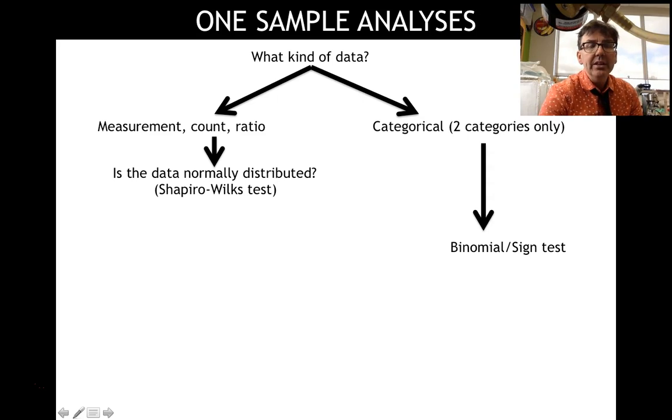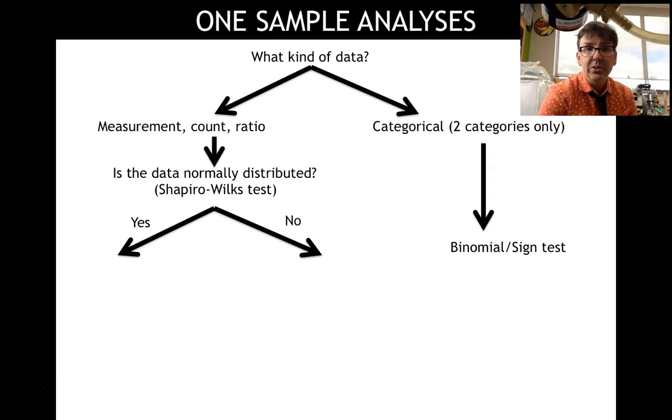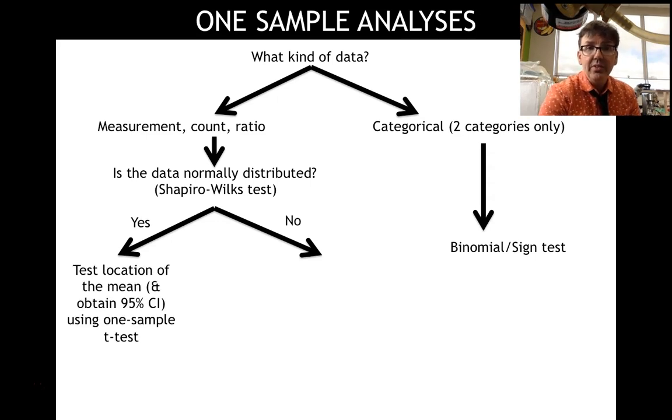Now, what if the data is a measurement or count ratio data? Well, you have to ask yourself, is the data normally distributed? And you determine this using the Shapiro-Wilk test, where the null hypothesis is that the distribution was drawn from a population that has a normal distribution, the alternate being that it's not. So if the data does appear to be normally distributed, then you'd go ahead and do a one-sample t-test to test the location of the mean and/or obtain the 95% confidence intervals for that value.